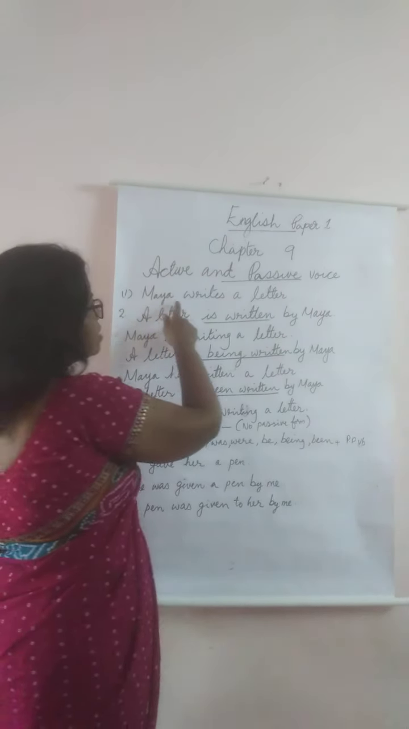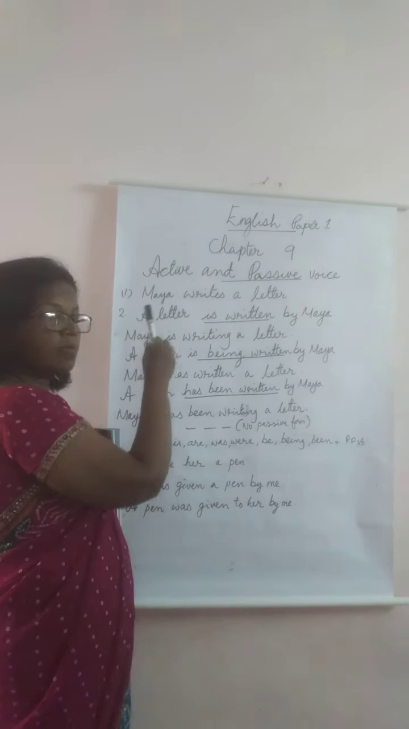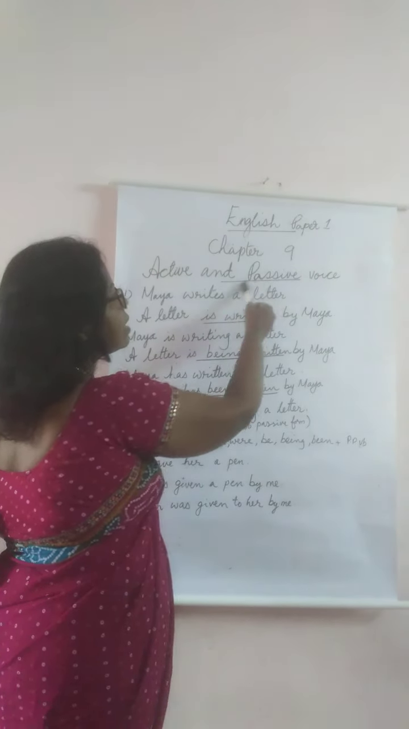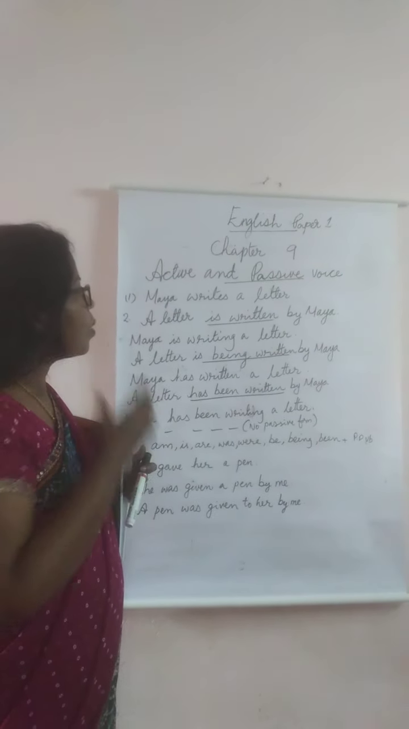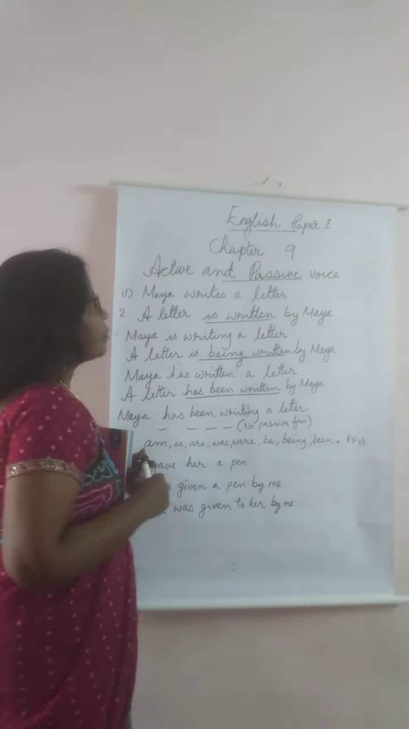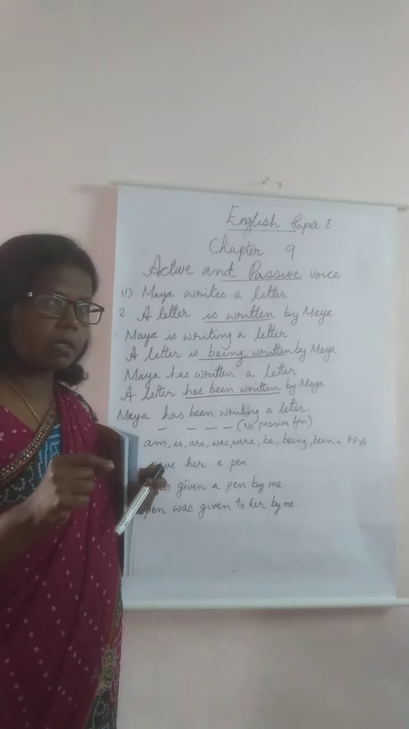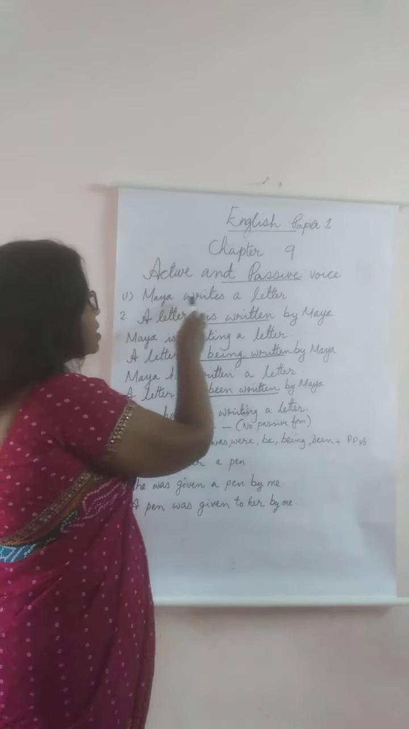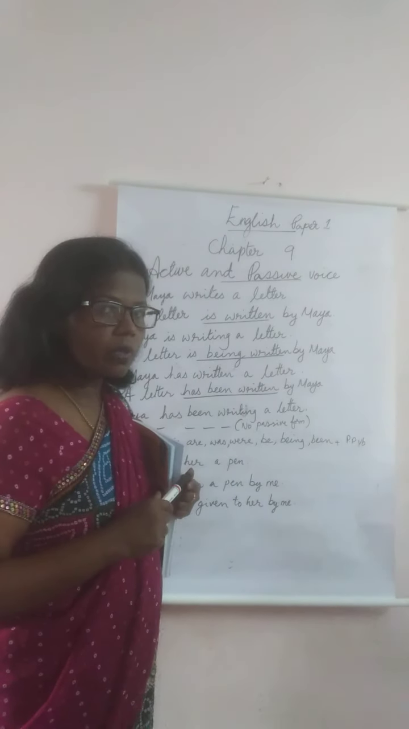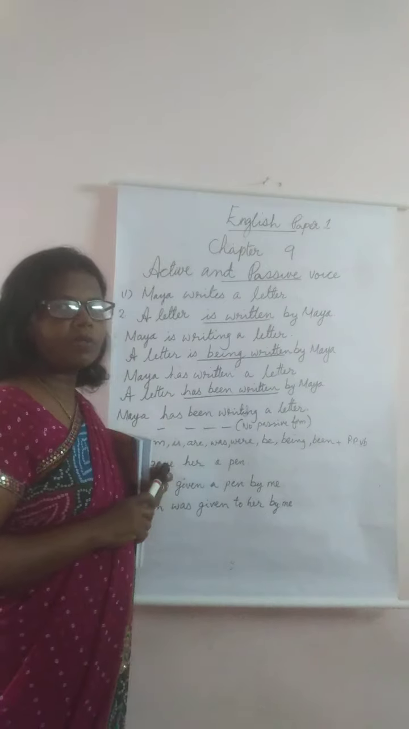Okay. The first sentence, Maya writes a letter. Here, the subject, which is the subject? Maya. The verb, writes what? A letter. So, a letter is the object. Now, in the second sentence, a letter is written by Maya. So, in the first sentence, we know that the subject, what does the subject do? Writes what? A letter. So, the subject does the action. So, the voice of the verb is active.